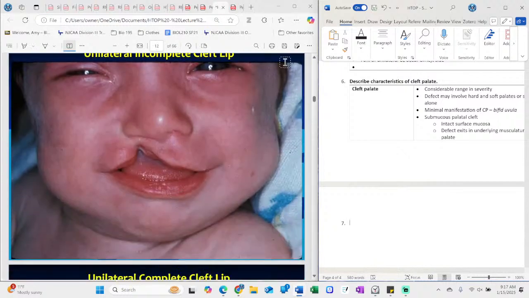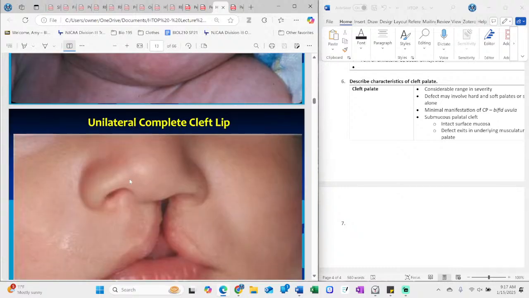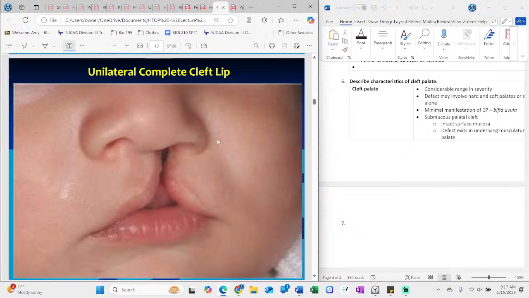This is an example of unilateral incomplete cleft lip. So the incomplete cleft lip affects the lip area only. It does not extend all the way to the nose or the nostrils. This is unilateral complete cleft lip. So you can see the clefting extending from the upper lip all the way going through the nose, nasal septum.